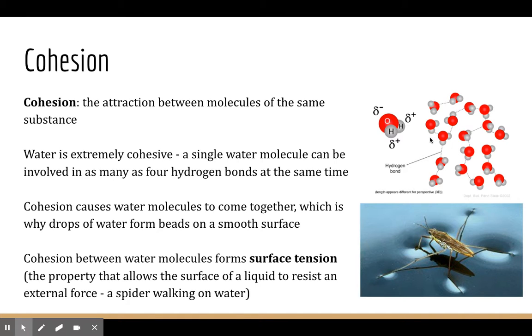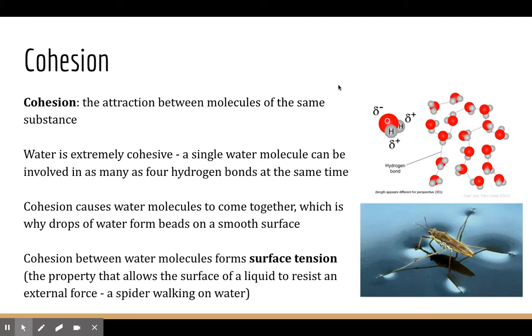Hydrogen bonding is when water molecules are attracted to other water molecules. So that creates cohesion. Cohesion causes water molecules to come together, which is why drops of water form as beads. So if you're ever in the car when it's raining, you'll probably notice that those raindrops form like little beads on your windows. That is because of cohesion. Water is really cohesive, so it comes together, it's attracted to itself, and instead of just flowing down, it forms these little beads on your windows or the hood of your car or whatever.